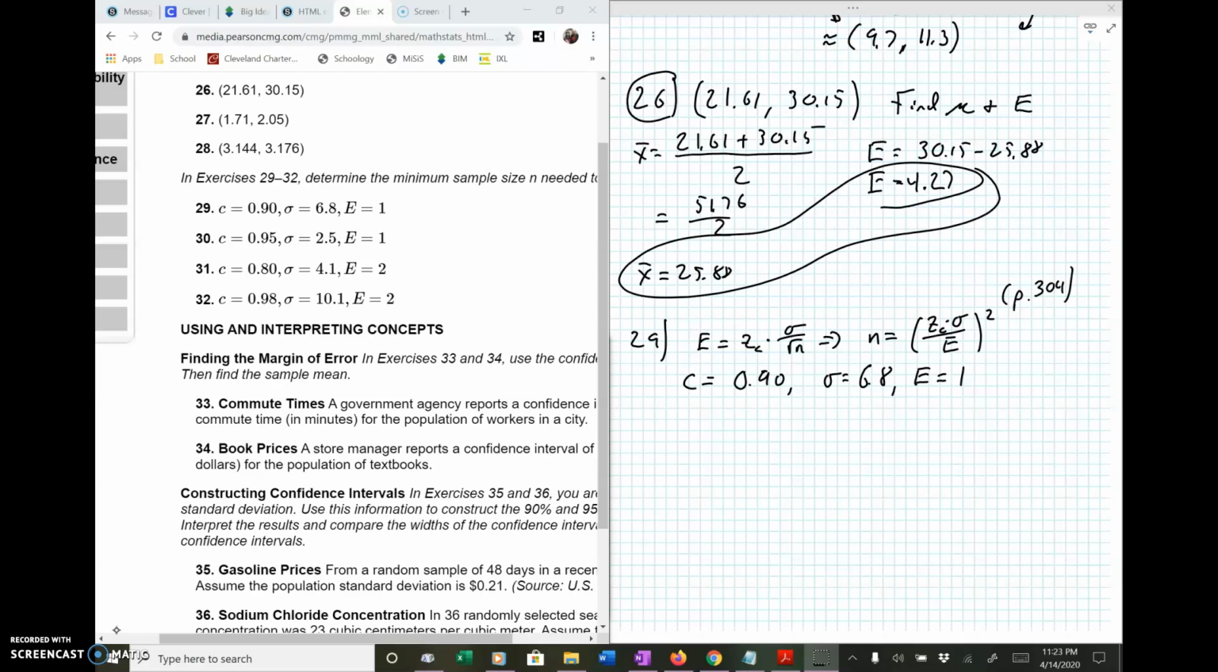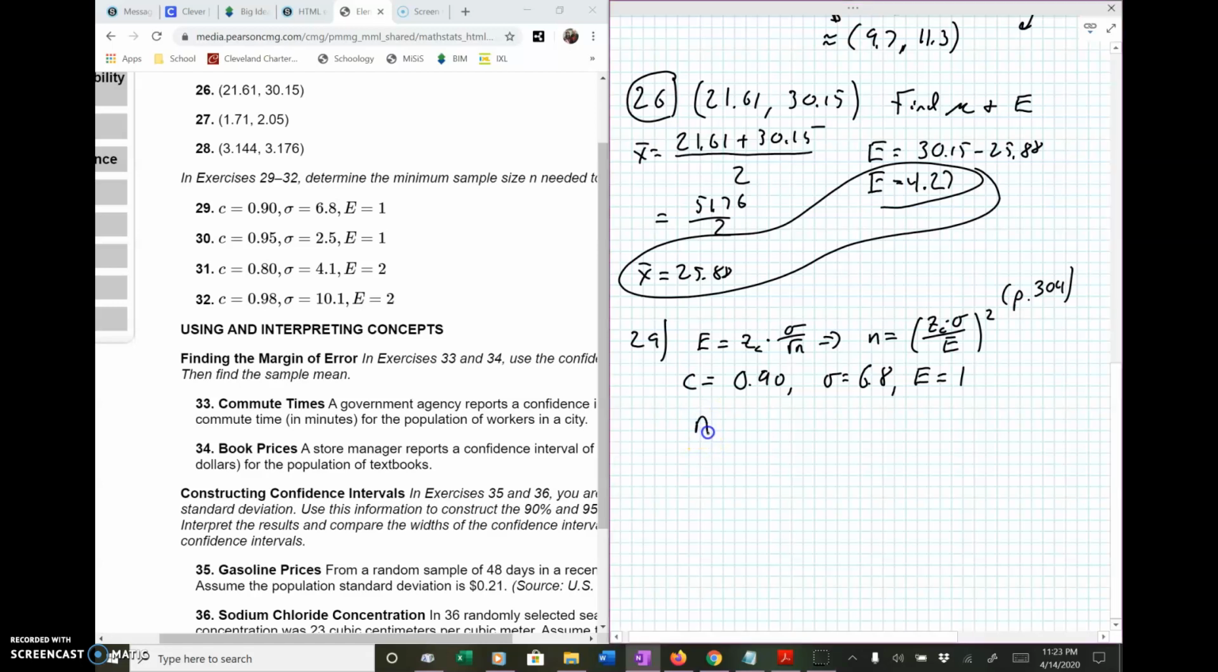29 here, we get from our margin of error, we can solve that formula for n, and we end up with z critical times sigma over the margin of error in parentheses squared. You can see that on page 304 in your book if you want to take a look at it. And it's just plug it in.